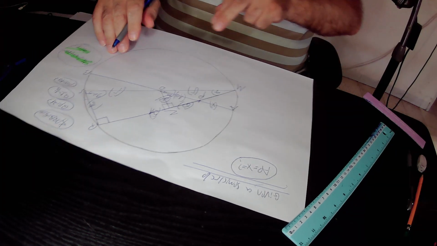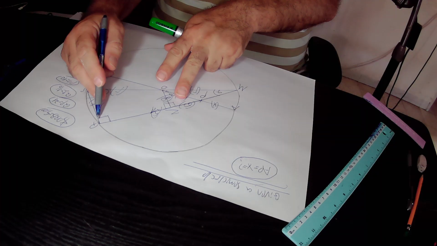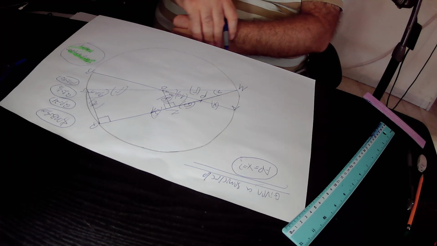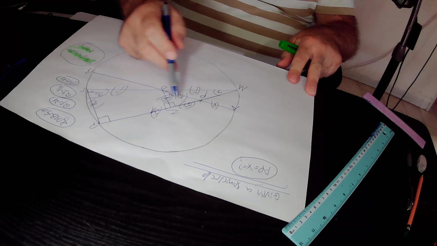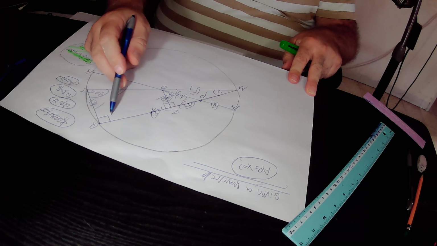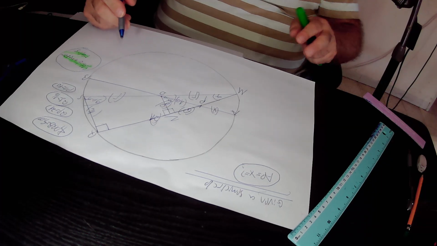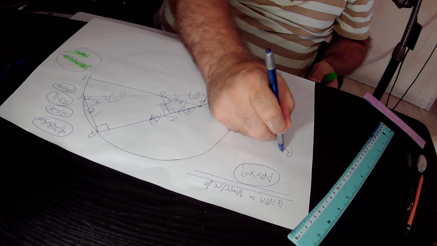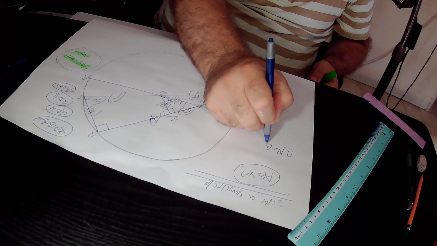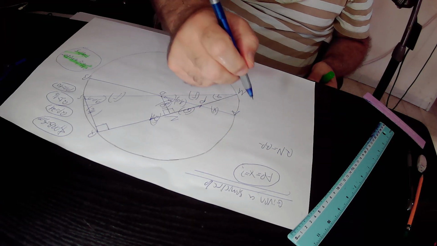What is the length of this missing side QN? From the drawing, it is very easy to see that QN equals QP minus NP. Again, QP minus NP equals QN. So I write it down. We actually found that QN equals QP minus NP.